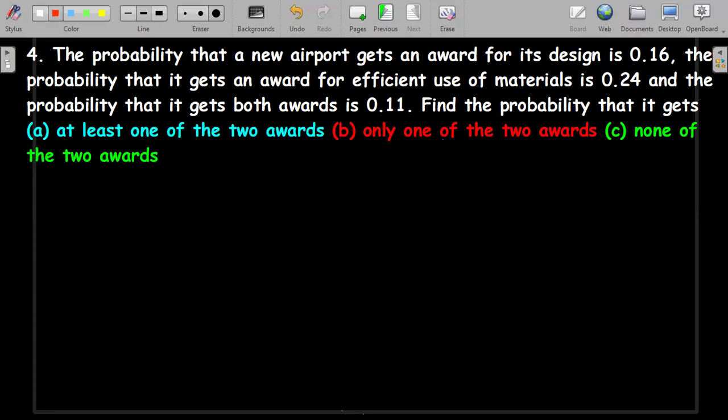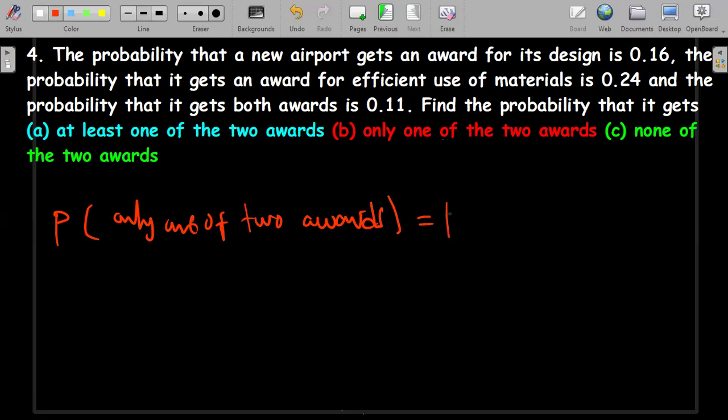For the design. That's what B means. Okay, so we are going to say the probability that only one of the two awards is going to be equal to the probability of getting N intersection the probability of not getting M, plus the probability of not getting N intersection the probability of getting M. Remember we said N was for the design and M was for the effective use. Why are we doing this? Because they said only one of the two awards.